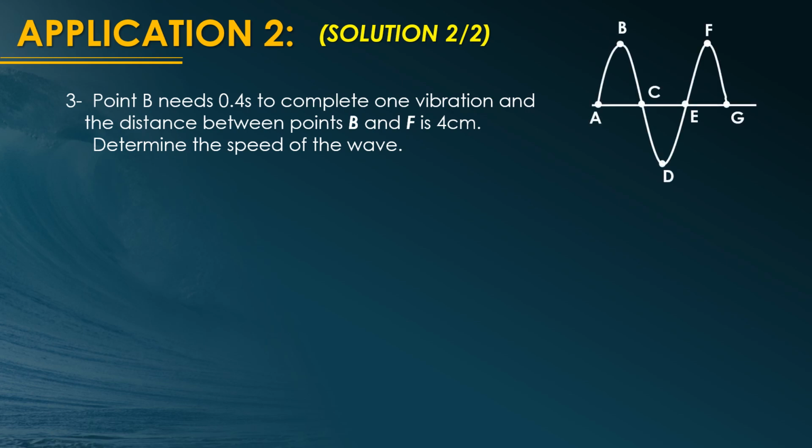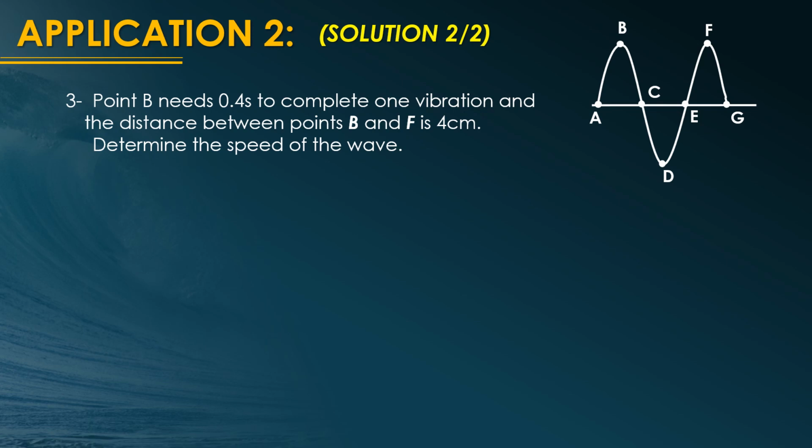Finally, moving to part 3, in which we have a point B that needs 0.4 seconds to complete one vibration, and the distance between points B and F is also given. Now I have redrawn the figure on this slide so that we can use the given data effectively. The question is to determine the speed. We all know that to find speed, we need two things. V equals lambda f. So we need the wavelength and we need the frequency or period.